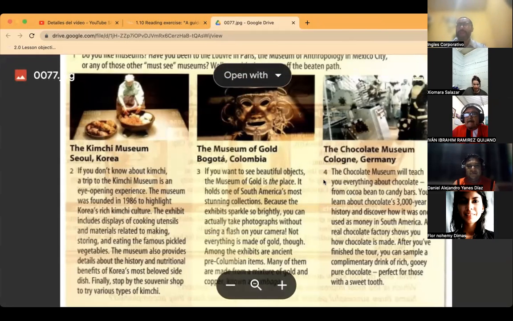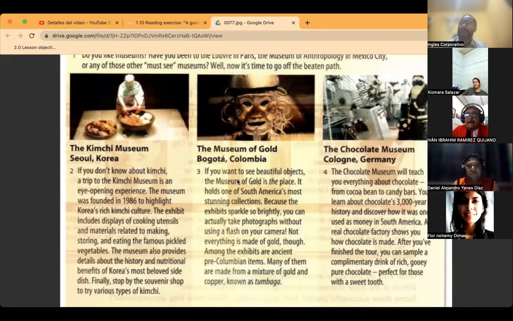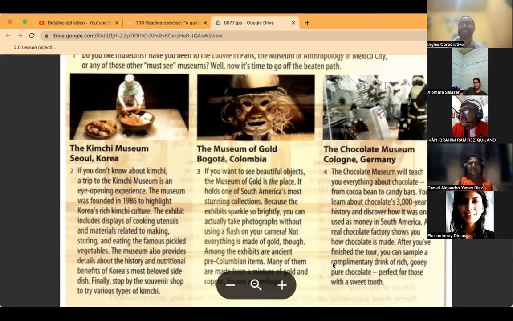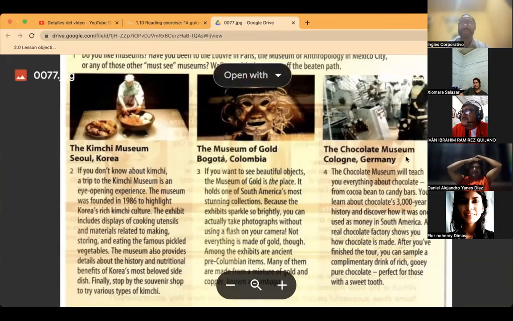But don't worry, in the next one, we'll give you a chance, okay? The next... The Museum of Gold, Bogota, Colombia. If you want to see beautiful objects, the Museum of Gold is the place.